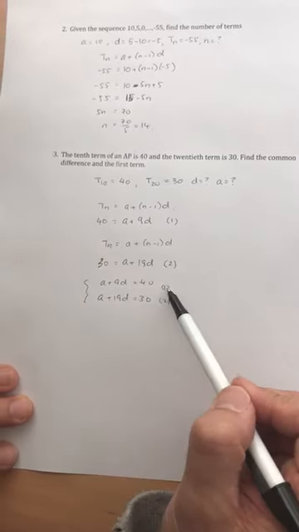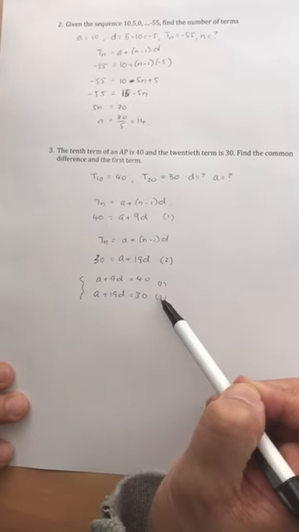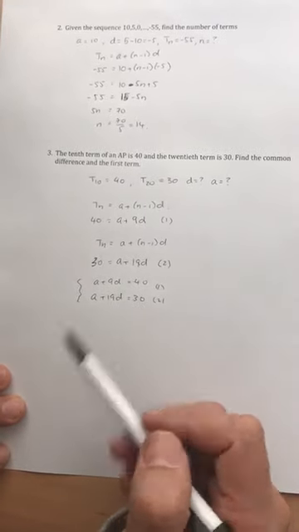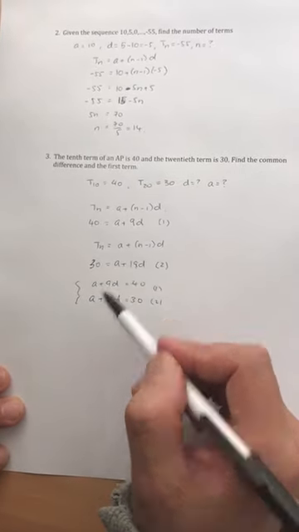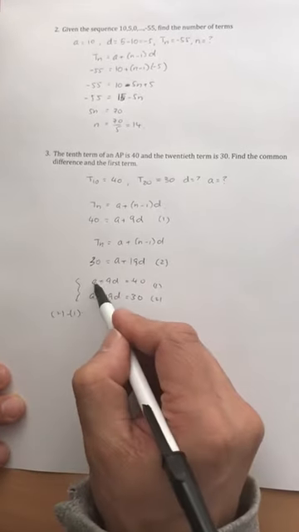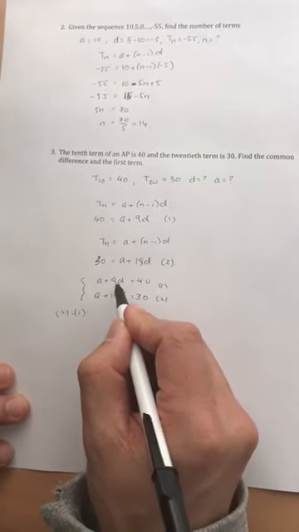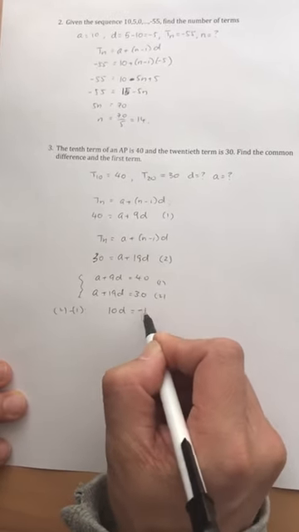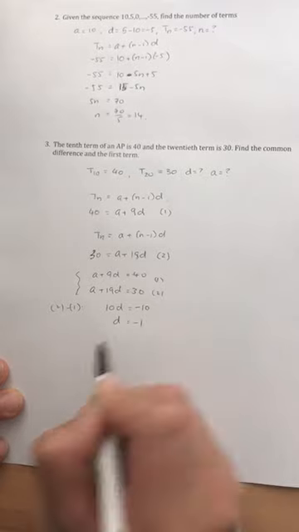But you wouldn't take 1 minus 2 because if you take 1 minus 2, you get 9D minus 19D, and that gives you a negative answer. So it's best to take 2 minus 1. So 2 minus 1 gives A minus A is 0, 19D minus 9D is 10D, 30 minus 40 gives you minus 10, so D equals minus 1.